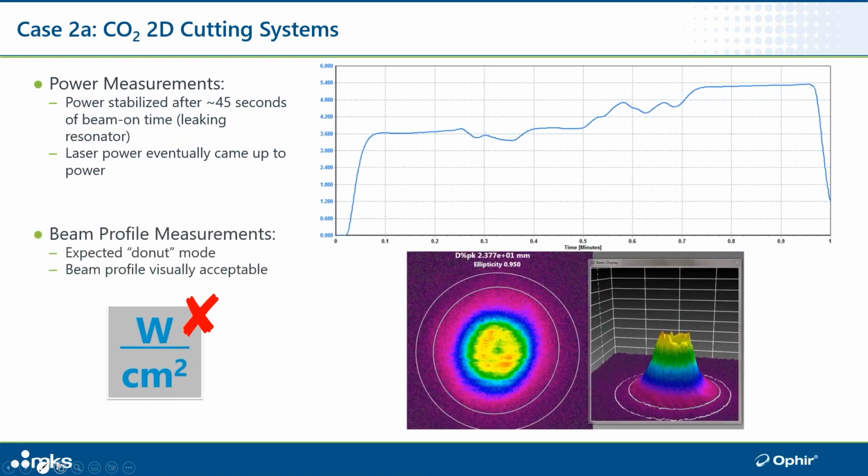Moving on to the beam profile. This beam profile was expected. There was a donut mode that was expected. Nice and round. There was an ellipticity of about 95%. So nothing really earth-shattering with the beam profile, but you can definitely see from the output of the laser power that this laser was causing some inconsistent cuts. Again, what's power density doing when your power is fluctuating this much? You really just don't have any idea.